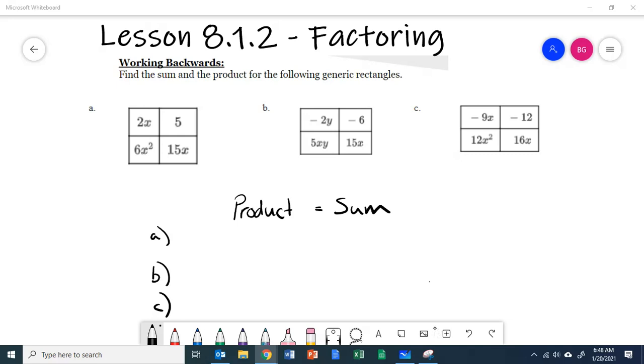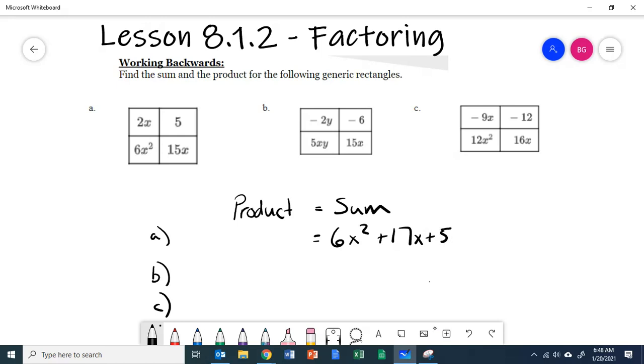So to go over this, remember, to find the sum, you just add up the like terms. So for A, if you were to write the sum, here I have product equals sum. Remember, when we multiply it out, the product equals the sum. So writing out the sum for A, you would get 6x squared because nothing combines with that 6x squared. Then the 2x and the 15x combine together, and you would get 17x from that. And then that 5 would just be there all alone, which is a plus 5.